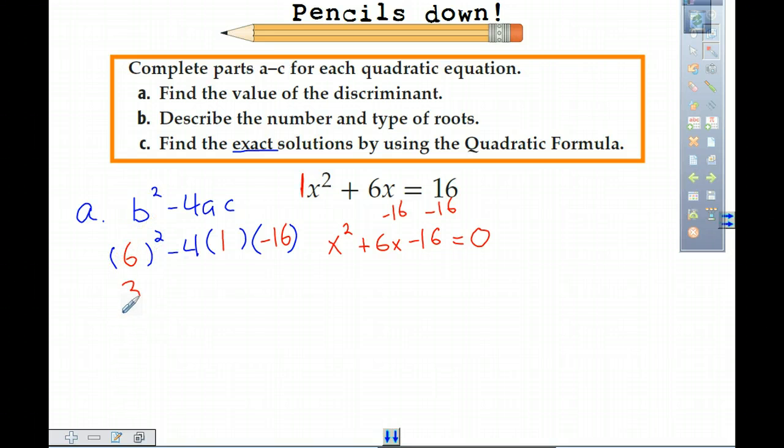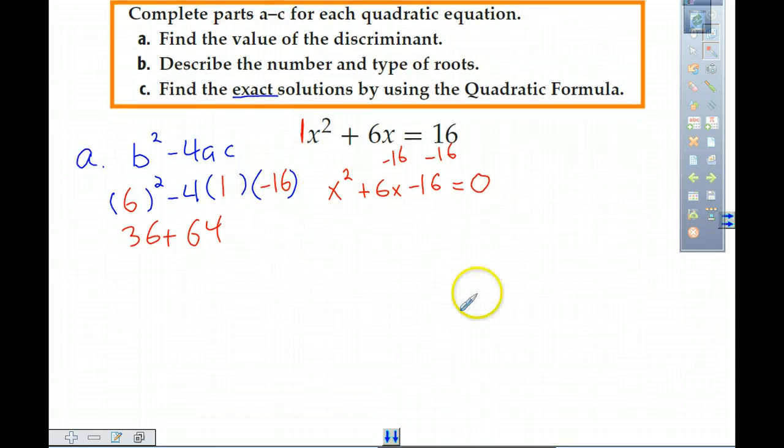6 times 6? -4 times 1 times -16 is 64 minus? Positive. -4, -16. Alright. There's equal signs here. That equals 100. Alright. Part B next.